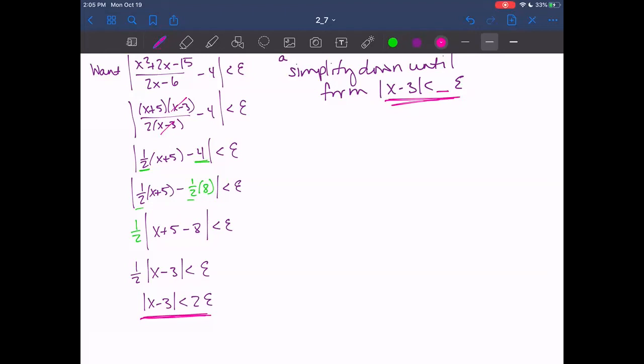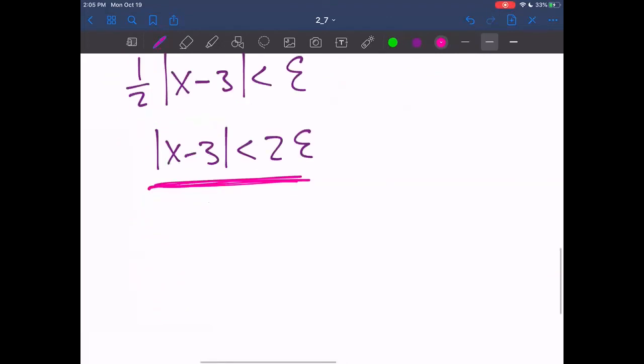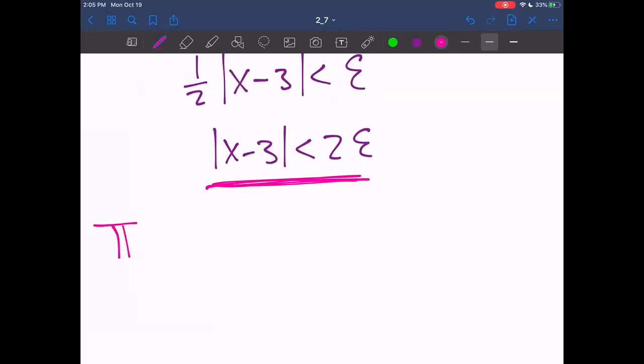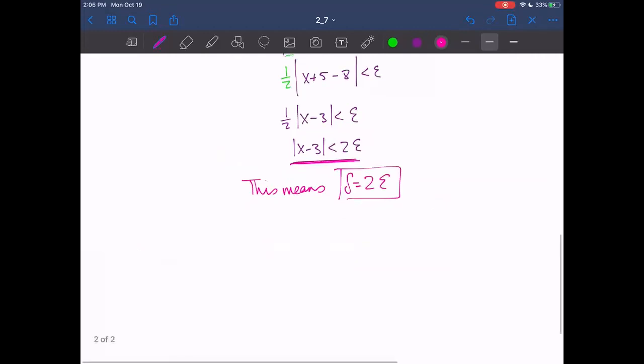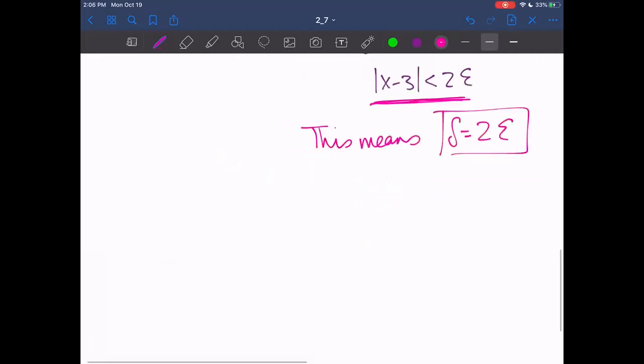So we get it down to this, and what this tells us is that delta is equal to 2 epsilon. So that was our solving for delta part. We're solving for delta in terms of epsilon. Now we'll do the second half of this, which is to prove it.